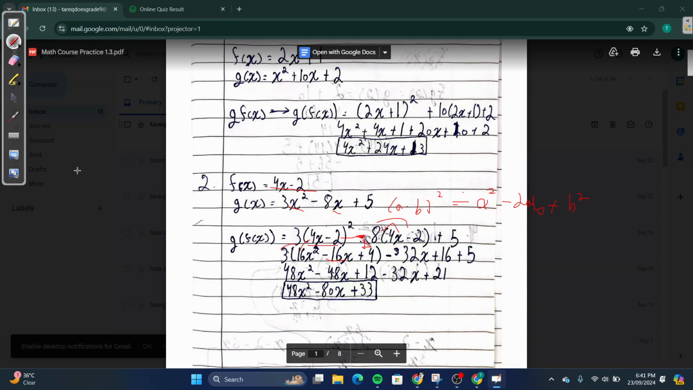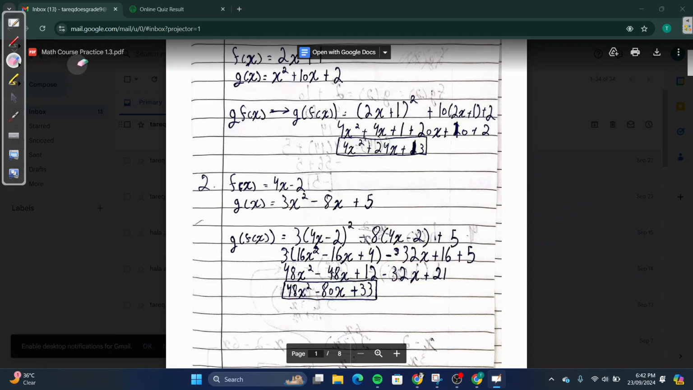Now for this step, you distribute the 3 onto the thing we just got, the 16x squared minus 16x plus 4. 48x squared minus 48x plus 12 minus 32x. Then you combine these two, which gives you minus 80x. So right now what you have, 48x squared minus 48x plus 12. Then you just copy down whatever you have here with the two terms combined, so minus 32x, and the constants combine to 33. 48x squared minus 80x plus 33 is our final answer.